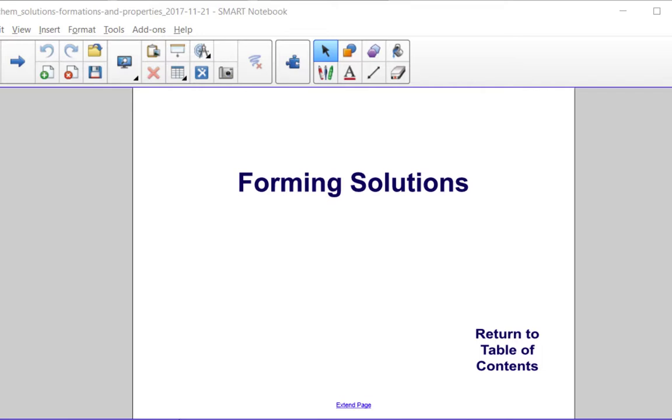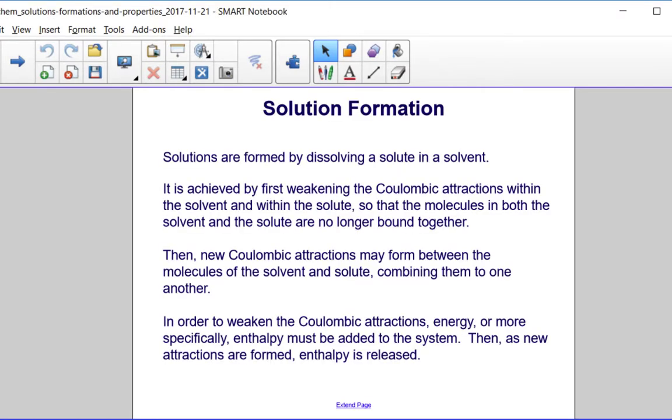Forming solutions. So solutions are formed because a solute dissolves in a solvent. There are several steps that are required for this to happen.